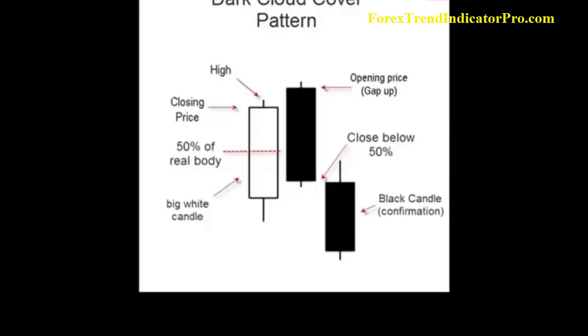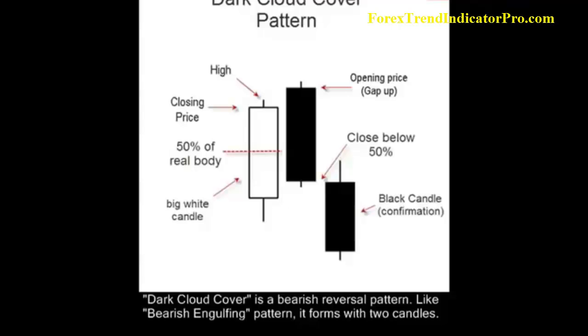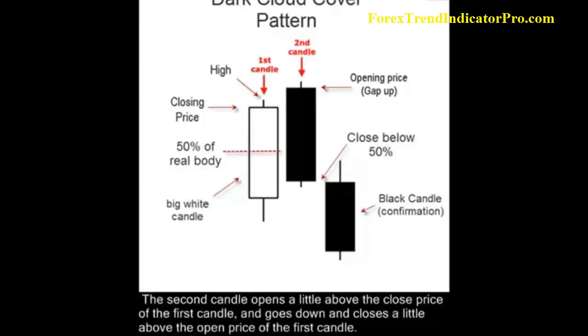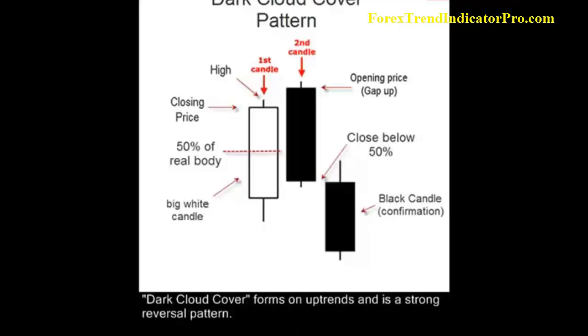Dark cloud cover. Dark cloud cover is a bearish reversal pattern. Like bearish engulfing pattern, it forms with two candles. The second candle opens a little above the close price of the first candle and goes down and closes a little above the open price of the first candle. Dark cloud cover forms on uptrends and is a strong reversal pattern.